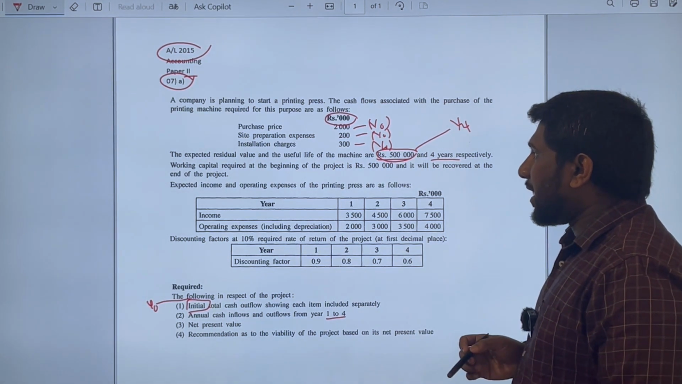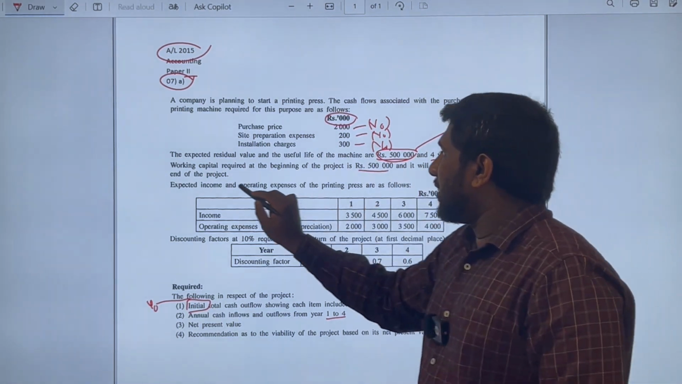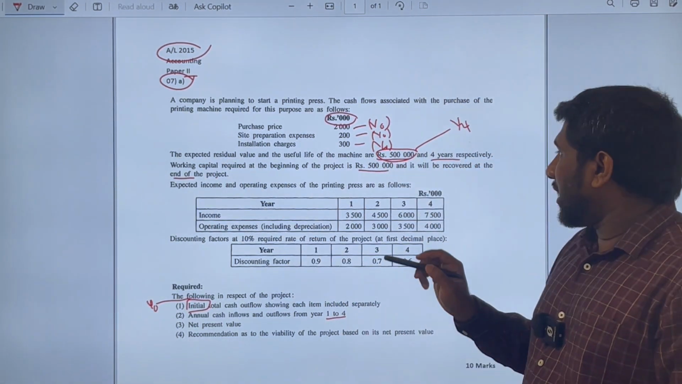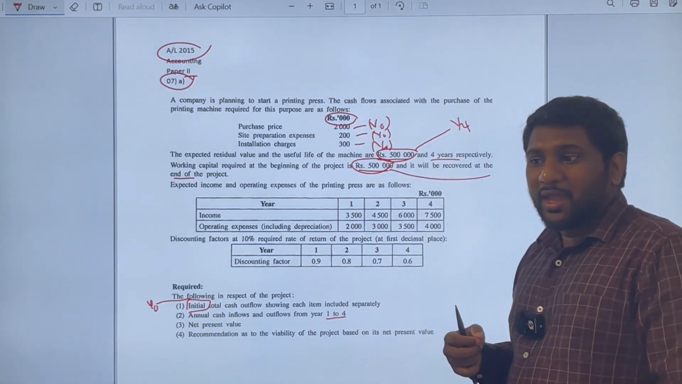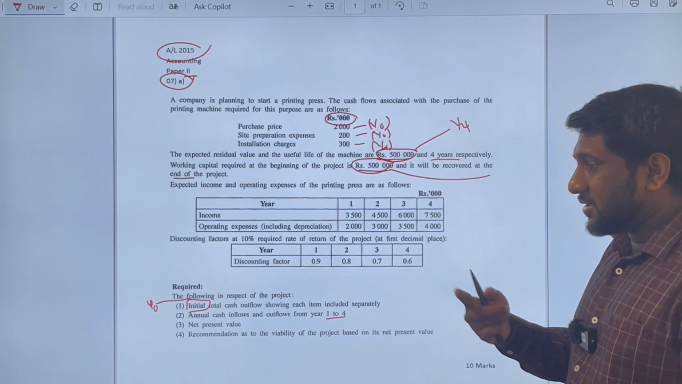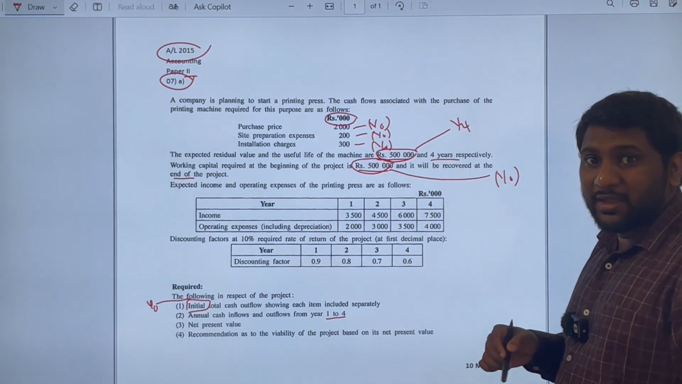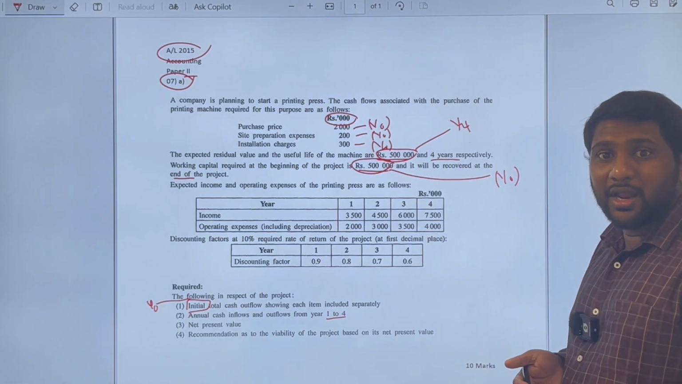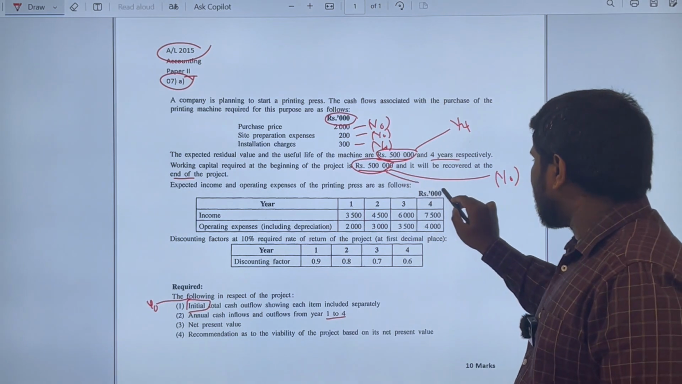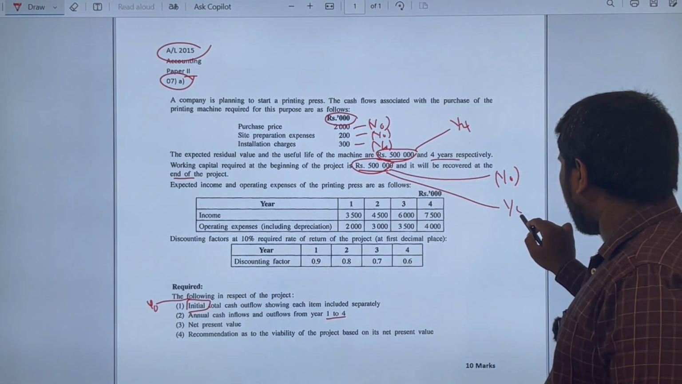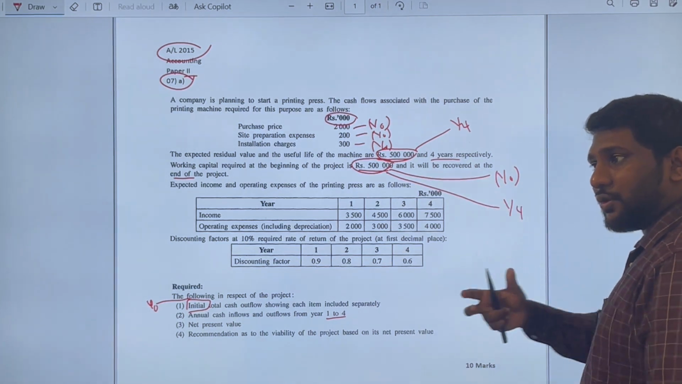Working capital required at the beginning of the project is 500,000 and it will be recovered at the end of the project. So with regard to the working capital, there are two adjustments. One is something that we have to pump in. Our money is going out in year 0. For the working capital purpose, we have to give money. If not, they will not be able to run the project. And at the end of the project, we can recover it back. So another adjustment: in year number 4, we can recover it back. So year 0 outflow, year 4 inflow for us.